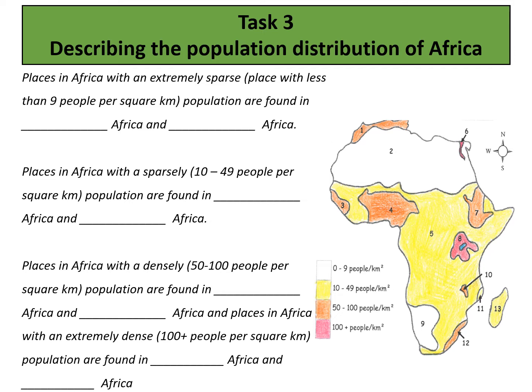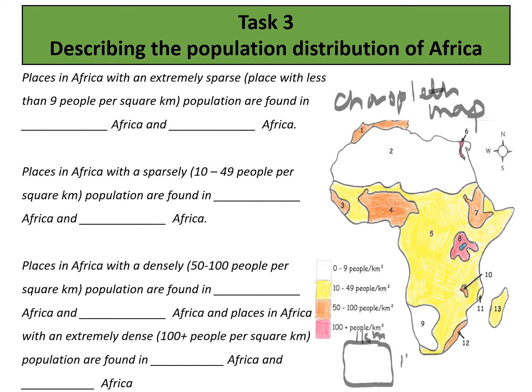Task 3 then, we are going to use our knowledge from task 2, so our key terms, to describe the population distribution of Africa. And we're going to do this using a choropleth map. So a choropleth map, they're really important in geography, and they allow us to use colour and shadings of colour to represent different values. So generally, the darker the colour, the higher the value. So we can see here that white is 0.9 people per square kilometre. So remember, a square kilometre, if we had a square, this would be 1 kilometre here, 1 kilometre here, 1 kilometre here, and 1 kilometre here. And it's how many people are in that square.